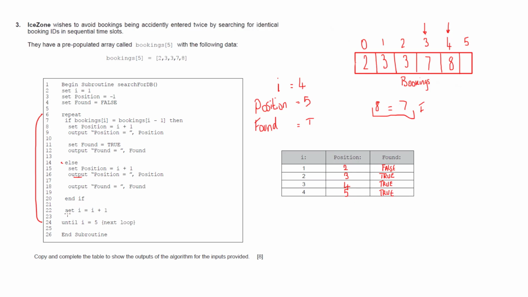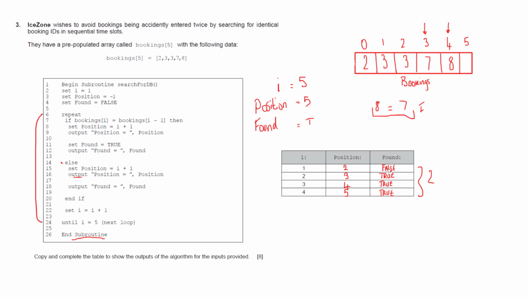End the if statement. Then we set I to equals I plus 1. I is currently 4. That increments by 1 and goes to 5. So that's 5 now. And then it says until I equals 5. Well, I is now 5, so we break out of the loop, and then we don't loop back up to 6. We just continue on to 25, then on to 26, and we end the subroutine. And that's it. Each one of these is worth 2 marks, and that is a total of 8.